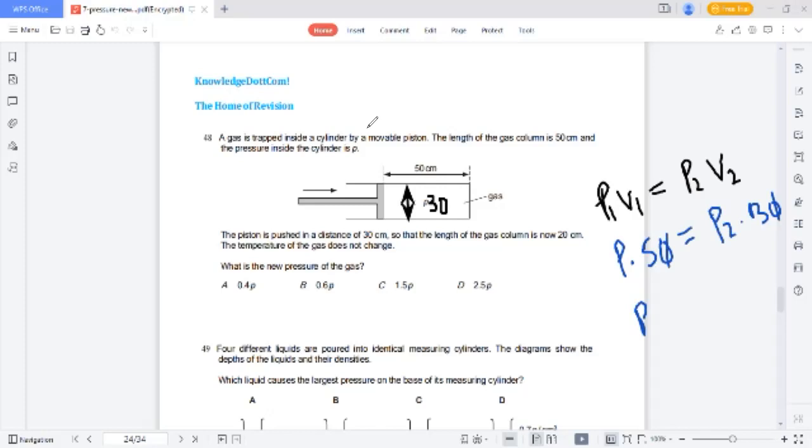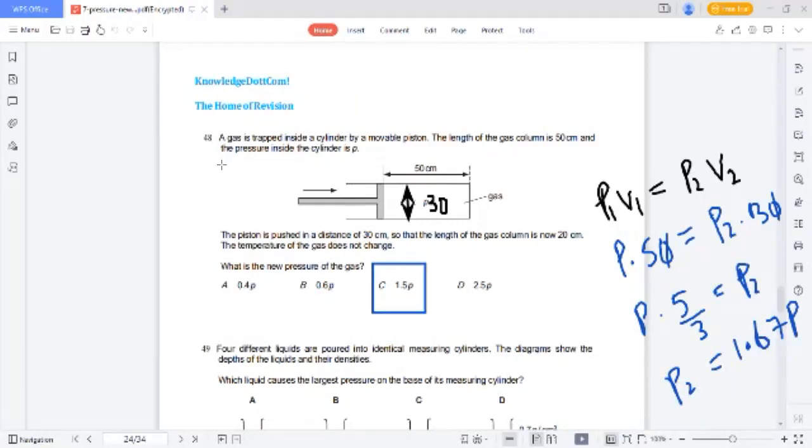Okay. So new pressure is 1.67. So 1.67 P. Okay, now it looks that this option is very close to our answer, so we are going to consider this one.